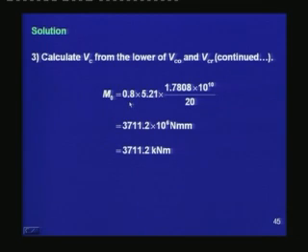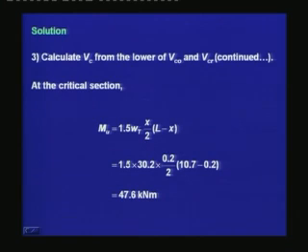M0 is equal to 0.8 times 5.21 times I, which is 1.7808 times 10 to the power 10, divided by y, which is 20, which gives a value of 3711.2 kilonewton meters. We have to also calculate Mu at the critical section. Mu at the critical section is given as 1.5 times Wt times x by 2 within bracket L minus x. Once we substitute the values of Wt, x and L, we get Mu is equal to 47.6 kilonewton meters.